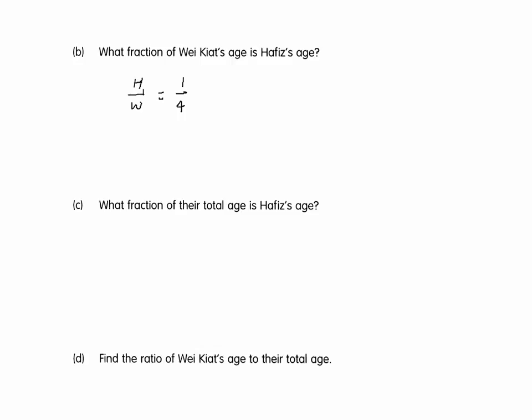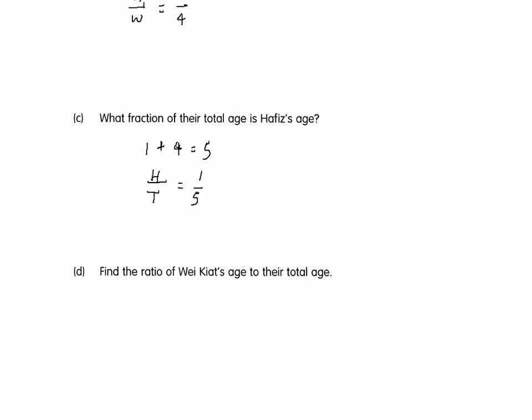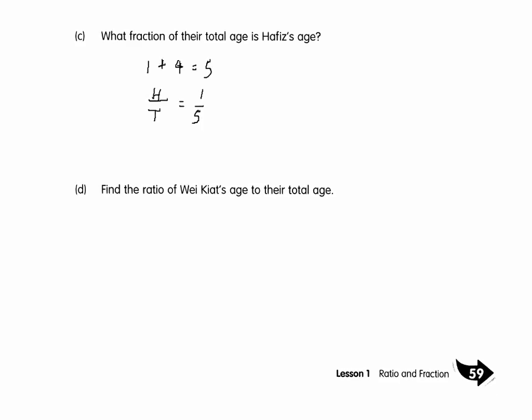Okay, so we need to know what's the total first. 1 plus 4 equals 5. Now I want Hafiz over total, which equals 1 over 5. Now, find the ratio of Weighted's age to their total age. So, Weighted to total. Weighted is 4 units or 1 unit? 4, right? And total is how many units? 5. Anyone has any problems so far?